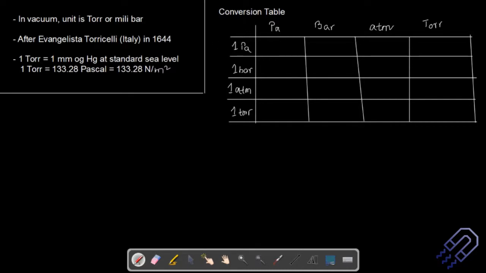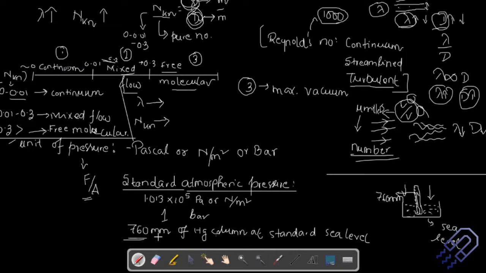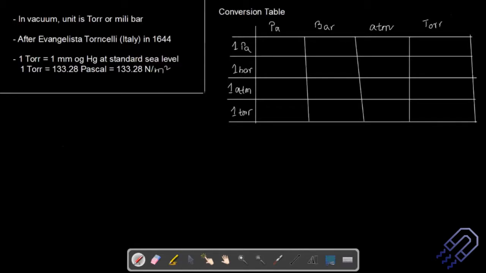So if we just go back to the previous page, if you look here, 760 millimeter of mercury column at standard sea level. So this is a measure of atmospheric pressure. So 1 bar is also a measure of atmospheric pressure. So when we talk about atmosphere, we are more or less talking about this particular factor. So I'm just giving you this table, maybe you can just read it once.